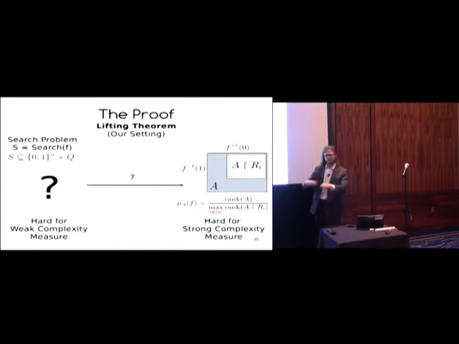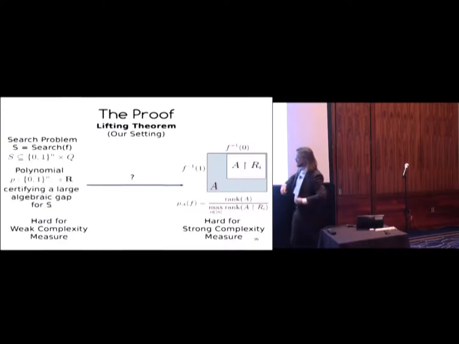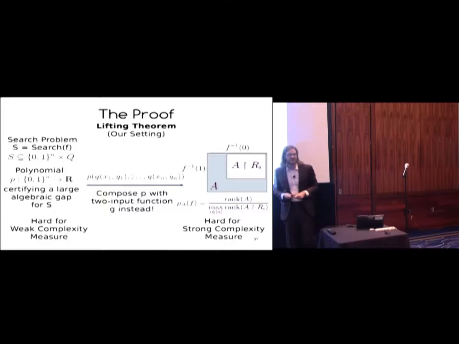So before, we composed it with the search problem directly. What we're going to do instead is introduce some indirection. We're going to introduce a polynomial which certifies what we're going to call a large algebraic gap for the search problem. And instead of composing our gadget from before, our little inputs from before, with the search problem, we'll just compose it with the polynomial instead. And then just by running this thing over all the ones and the zeros and plugging it into the polynomial, we'll get the entries for every guy in A.